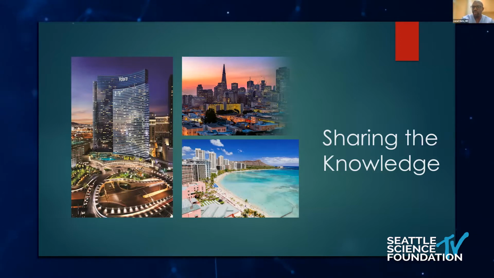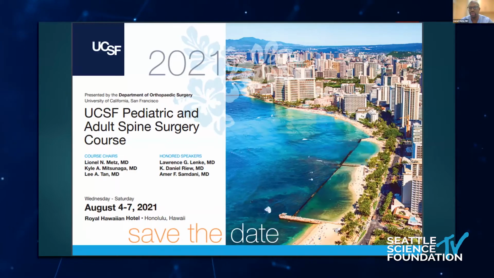We'll highlight some important themes, considerations and pearls that will bring some new perspectives to how we look at pediatric deformity cases. This intersection between pediatric deformity and adult deformity is really the focus of our pediatric and adult spine meeting that we do yearly in Hawaii.